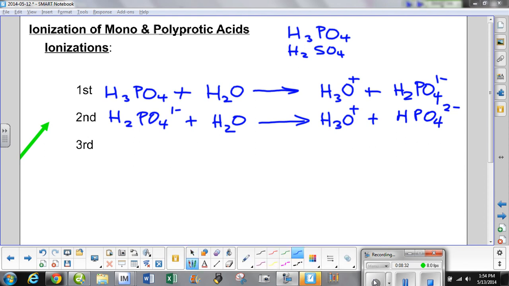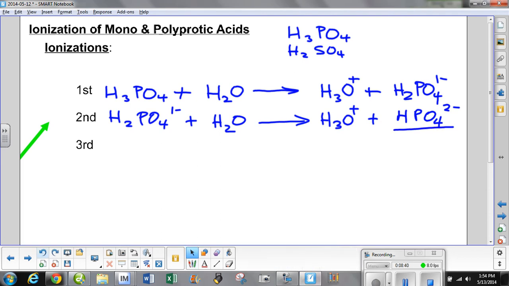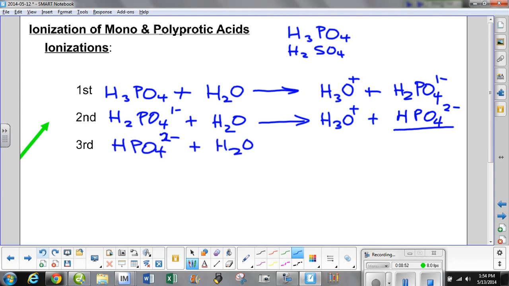Now we take this one, charge and all, and it's going to be HPO4, the start of our ionization. 1 minus plus. Yes, 2 minus. Good, you're listening. I didn't make the mistake on purpose, but I'm glad you saw it.